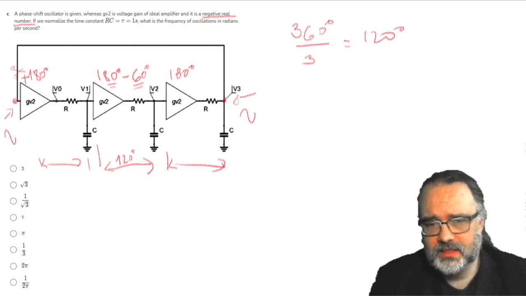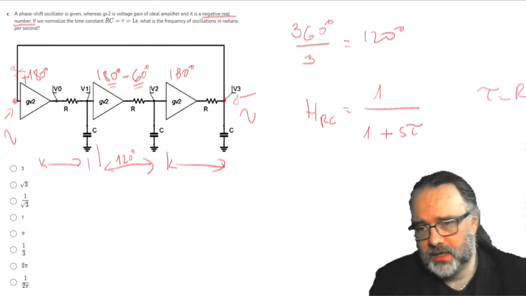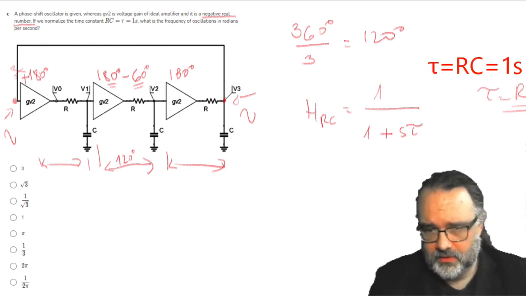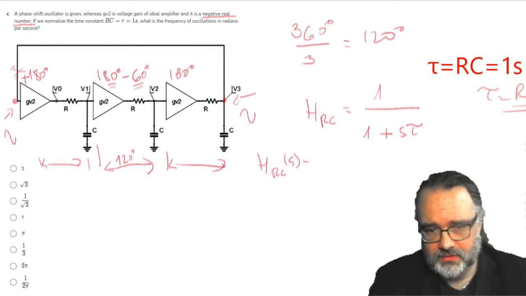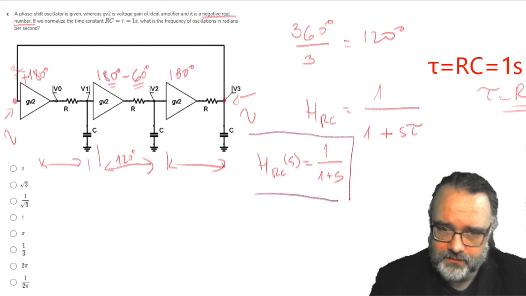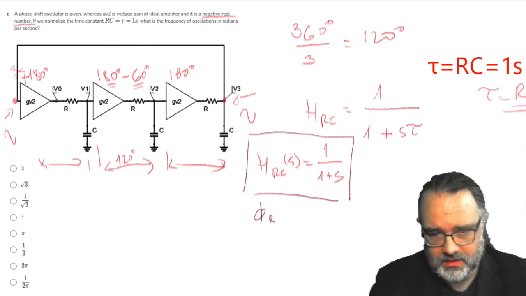So let's see the characteristic of an RC stage. You can derive it as 1 plus S tau, where tau is RC, and we normalize it to 1 to make it easier. So now the transfer characteristic of the RC stage in the S domain becomes very simple, 1 plus S. Now the question is, what is the frequency for which the phase of an RC stage is minus 60 degrees?